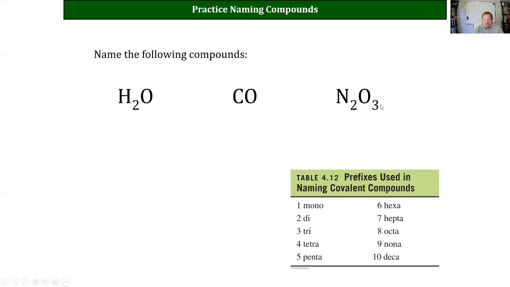And that's usually the case. Things like dinitrogen trioxide are fairly rare. Usually whatever you have one of, for instance, sulfur dioxide, SO2. You can also have disulfur tetraoxide, which would be S2O4. So you only specify that first element if it's not a one.